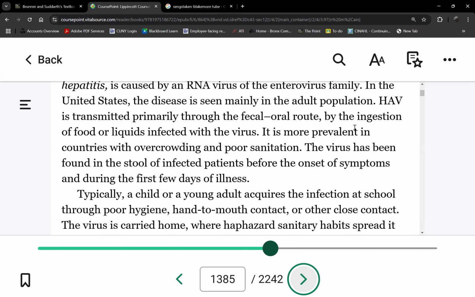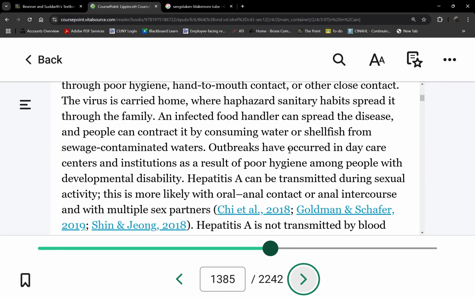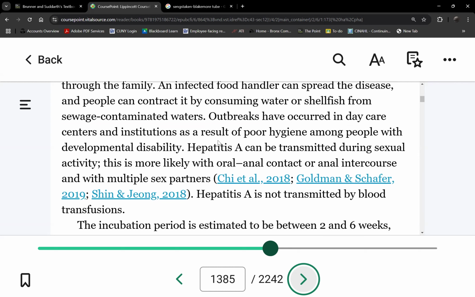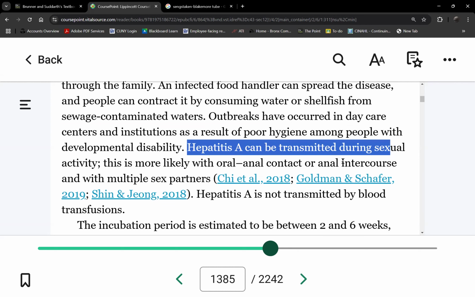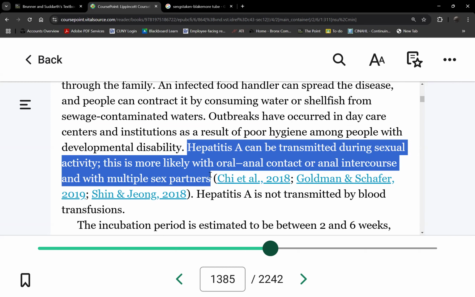So if the partner is infected, can you contract hepatitis A and hepatitis E through sexual activity? Yes. So A and E go the same way. Okay. All right, so here, hepatitis A can be transmitted during sexual activity, oral anal, or anal intercourse with multiple sex partners.